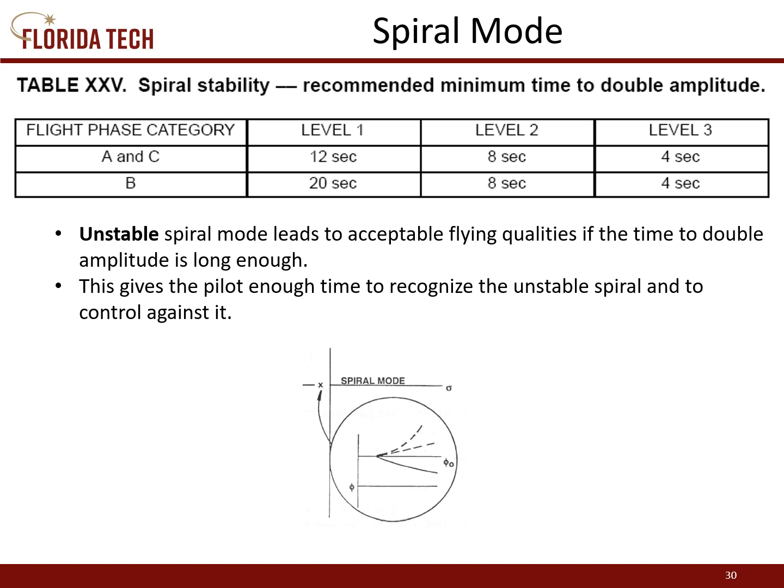For spiral stability, we're really only concerned that if it's an unstable spiral mode, that it's got a minimum time to double amplitude. So in the case of category A and C flight, for level 1, we would want that to be 12 seconds, would be the minimum time to double. Anything quicker than that, the pilot may not be able to recognize it and make a compensation input in time to address it. So that's why we define a minimum time. For category B flight, 20 seconds. Again, our goal is level 1 aircraft. So those are the 2 numbers that are most relevant for the design phase.